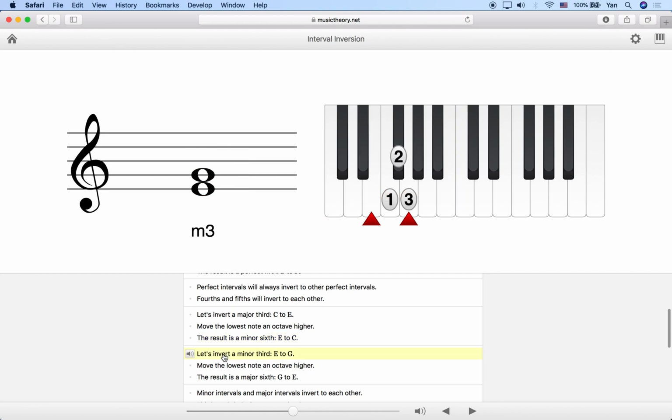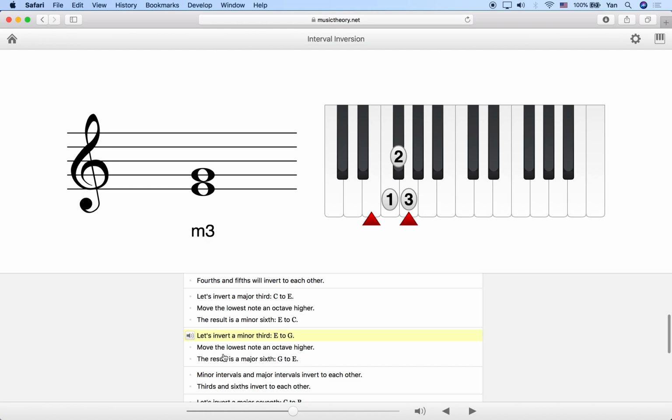Cool. So let's start from the minor third now. E natural to G natural. And let's listen. So a minor third is 3 half steps. Remember that the major third was 4 half steps, and the minor third is a half step less than major. So it's 3 half steps.